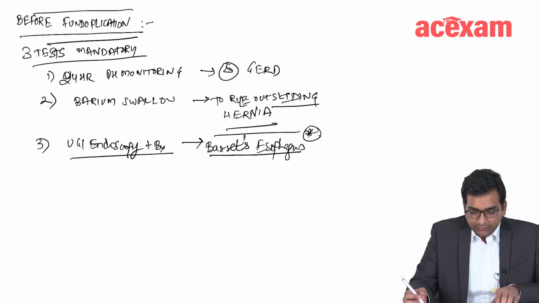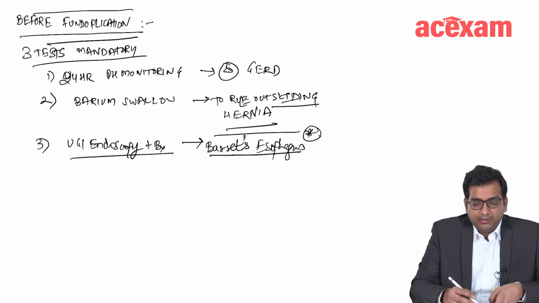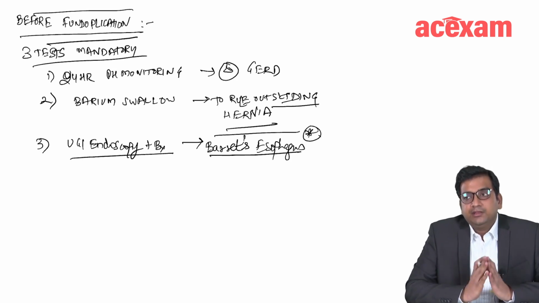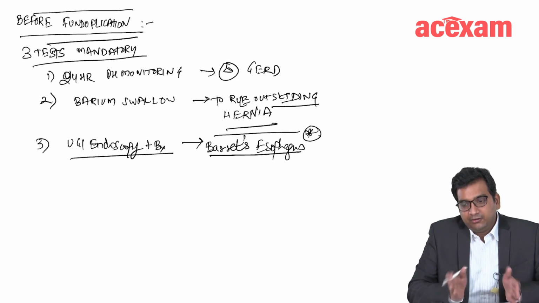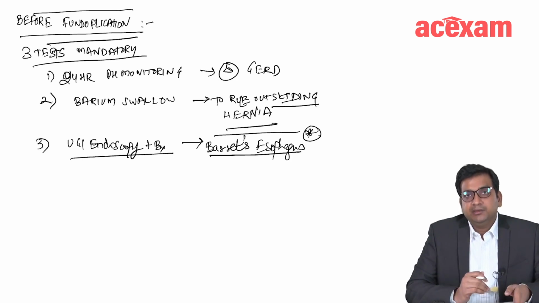Okay, suppose there is a large sliding hernia while going for surgery, fundoplication. If we know that there is a large sliding hernia or there is any other hiatus hernia associated with it, then we can plan our surgery better.